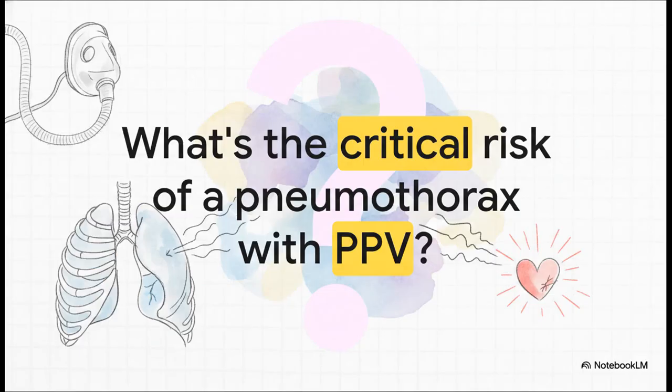Okay, a quick thought experiment for you. Picture this. You're anesthetizing a trauma patient. You don't know it, but they have a small, simple pneumothorax. You induce anesthesia. You start positive pressure ventilation. In that moment, what is the single most critical, most life-threatening complication that can happen?